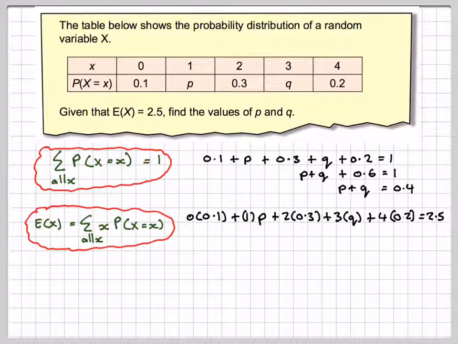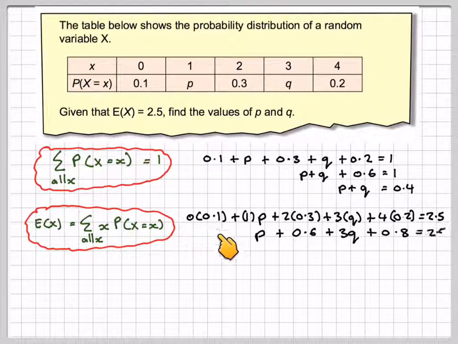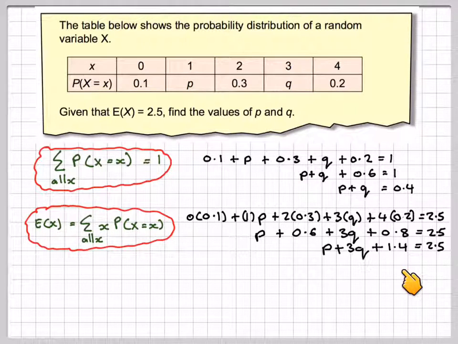So simplifying that, we're going to get p, nothing from here, plus 0.6, 3q plus 0.8 is equal to 2.5. 0.6 plus 0.8 is 1.4. So we're going to have p plus 3q plus 1.4 is equal to 2.5. And then we do p plus 3q is equal to 2.5 minus 1.4, which is 1.1.